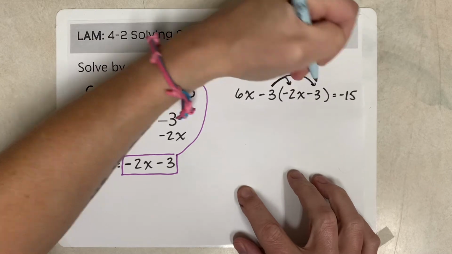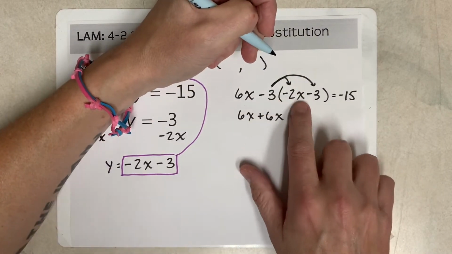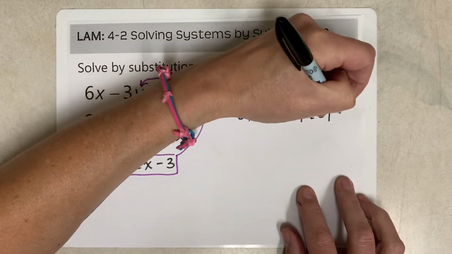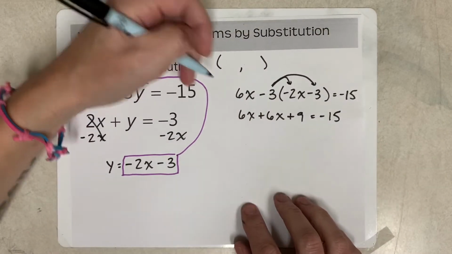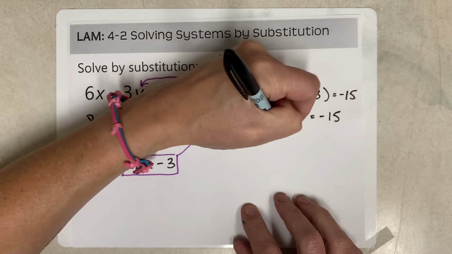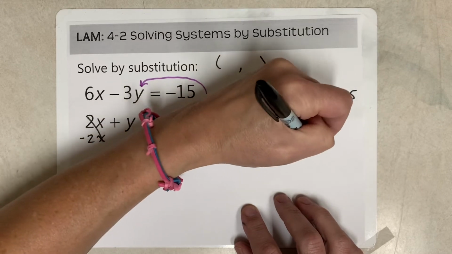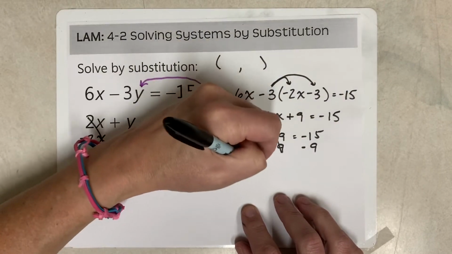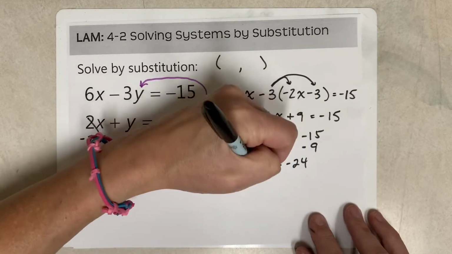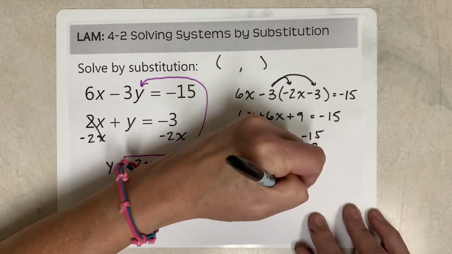Distribute. 6x plus 6x, because that's what -3 times -2x is, plus 9 equals -15. Okay, so we're going to get now 6x and 6x is 12x plus 9 equals -15. Subtract 9. So 12x is equal to -24, which is good. Divide by 12. And x is equal to -2.